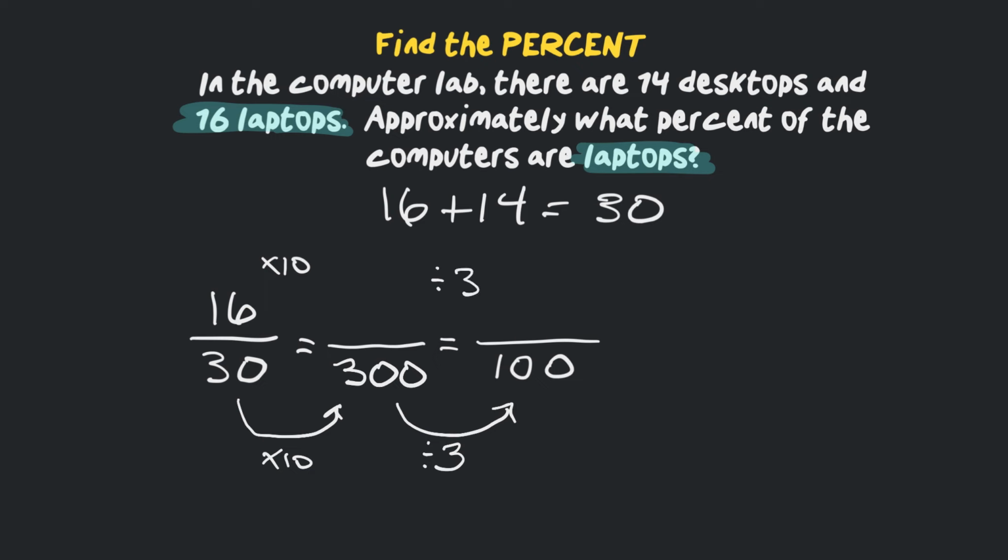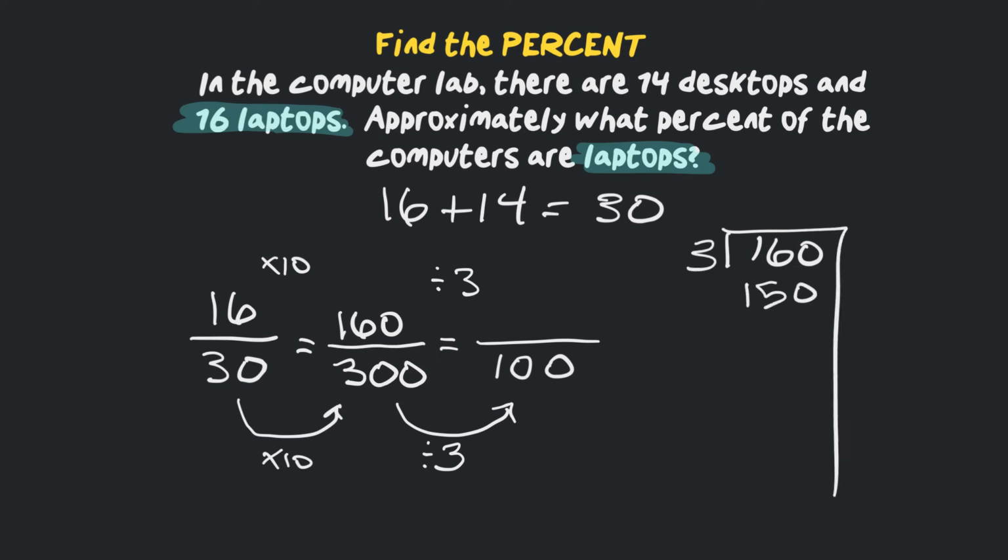16 times 10 is 160. 160 divided by 3, I don't know, so let's do that real quick. All right, I'm going to do, I think, 150, because I know 3 times 5 is 15, so 3 times 50 gives us 150. If I subtract, I have 10 left. Then I know 3 times 3 is 9, and that leaves 1 left over.